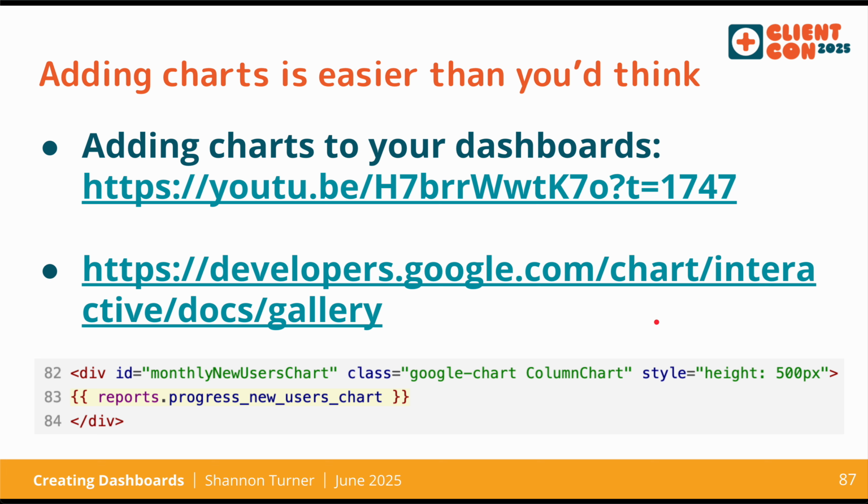But really, all you need in order to create a chart is to sandwich your report. We have reports.progress new users chart. Just sandwich this in between this HTML here in lines 82 and 84. And this is taken from the list growth dashboard if you want to see an example. So this is all you have to do in order to add a chart like this to your dashboard.